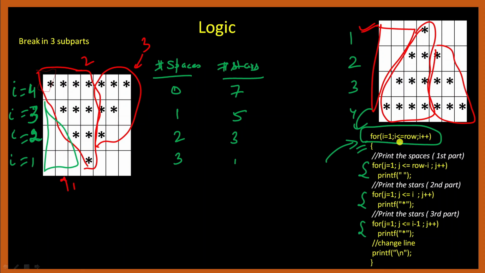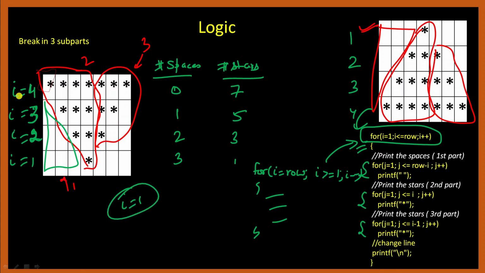See, this is from I equal to 1 2 3 4. Here I will make it from I equal to 4 3 2 1. I will just make this for loop of the rows in the reverse direction, and the rest of the code will remain the same, all the 3 subparts. So for I equal to 4, this is basically our first row. For the fourth row we should not run this first loop.